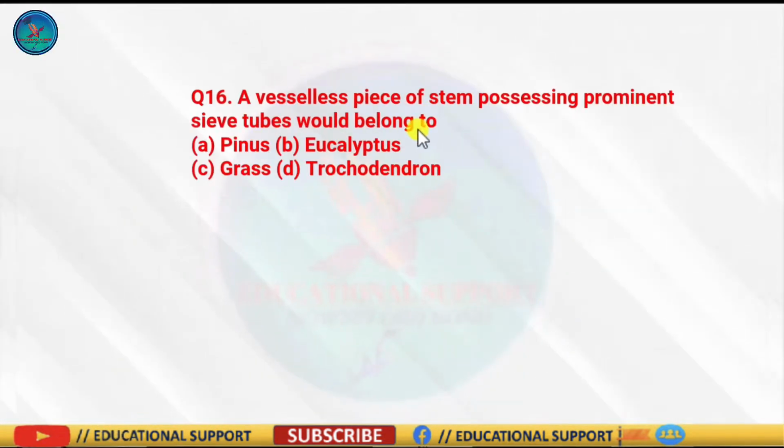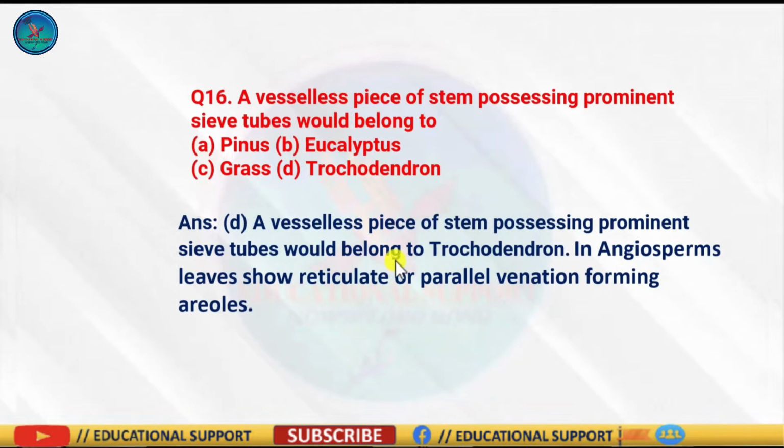Question number 16 is, a vesselless stem possessing prominent sieve tubes would belong to Pinus, Eucalyptus, grass and Trochodendron. In angiosperms, leaves basically show reticulate or parallel venation forming areoles, and libriform fibres are present in the xylem and companion cells are present in the phloem. True vessels are present in the xylem of angiosperms, but are absent in some primitive dicots like Tetracentron and Trochodendron. So the correct answer is Trochodendron.